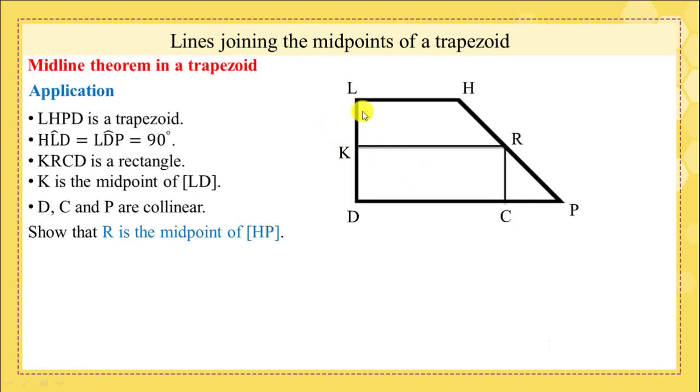Application. We have here LHPD is a trapezoid. Angle HLD is equal to angle LDP, which is equal to 90 degrees. KRCD is a rectangle. K is the midpoint of LD. D, C, and P are collinear points. We have to show that R is the midpoint of HP. Please pause the video and try to solve this application.